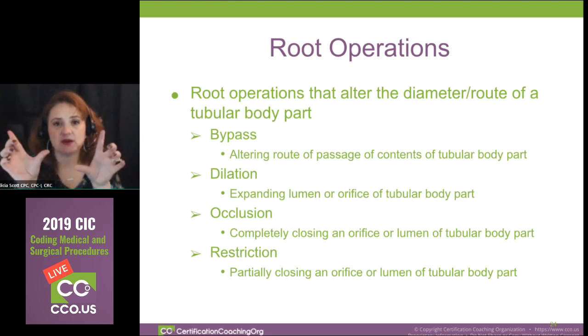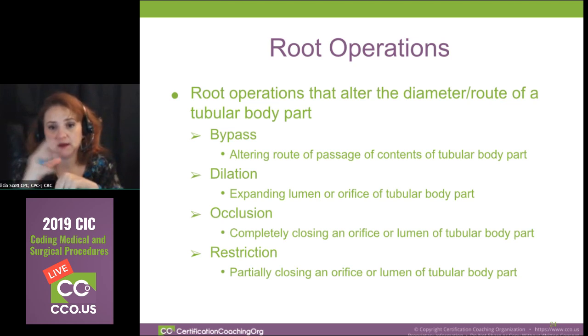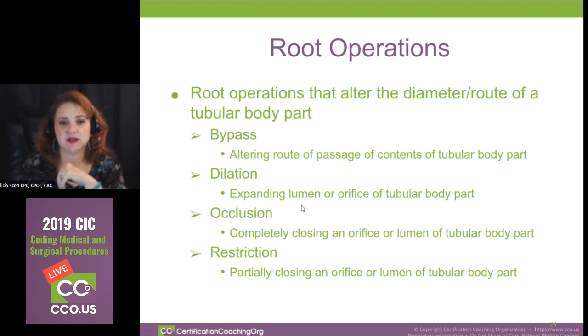Dilation. So we need to make it bigger. We need to go in and do a cardiac cath, open that up. We're going to do an occlusion. We need to clamp it down. Occlusion is completely closing off the orifice. So if we go in and we have a tubal ligation and we put in clamps, we're completely occluding the fallopian tubes. If we do a restriction, that means we're partially closing. That could happen if we have some type of an aneurysm. Right? We're going to partially occlude that orifice.